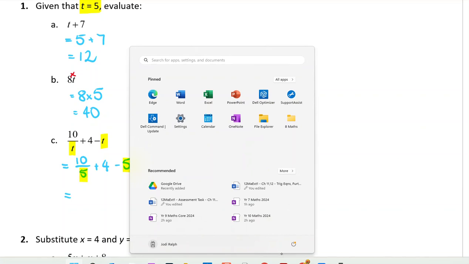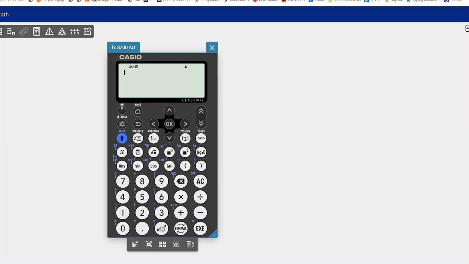So let's actually get the calculator out. All right, here it is. So we're going to type in 10 fraction button 5, and then we use the across arrow button, plus 4 minus 5, press the execute button, and our answer is 1.